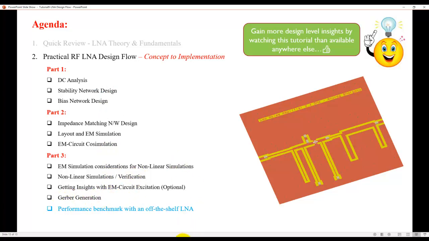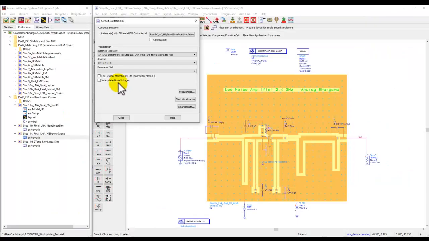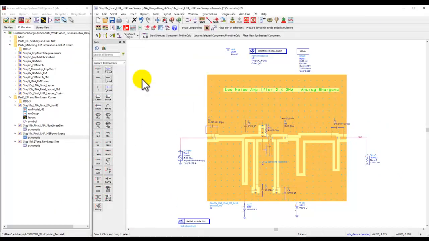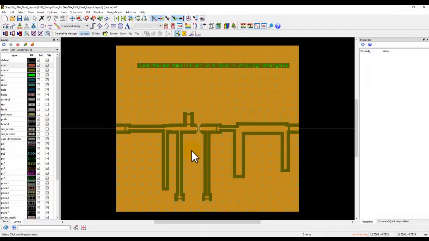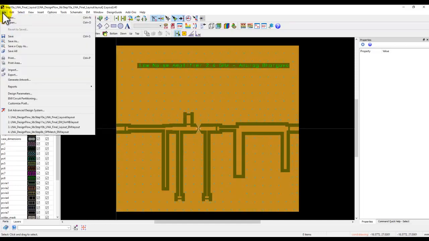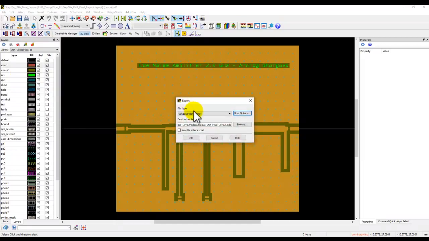Finally, we have to generate a Gerber file, so let's open ADS. And now we can open our final layout, which we did in step number 10. And from here, remember we have 3 layers: contour, cond and the hole layer, which eventually we would like to generate a Gerber, and this text is written in a certain layer. Now to generate a Gerber file, go to File, Export, select the Gerber file format.